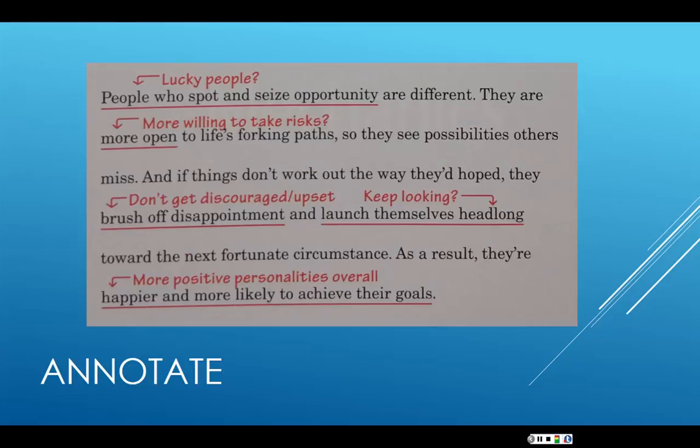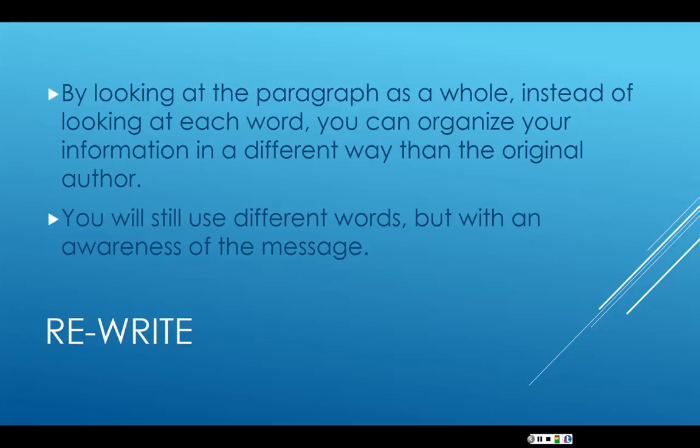So we can annotate our passage, and here's an example. So the people who spot and seize opportunity we're identifying as the lucky people from the title. If we say they're more open to life's forking paths, I think we mean they're more willing to take risks. And when they brush off disappointment, that means not getting discouraged or upset. To launch themselves headlong, they're still looking. They're looking for more chances. And when we say they're happier and more likely to achieve their goals, maybe that means that they have more positive personalities overall than the people who don't make their own luck.